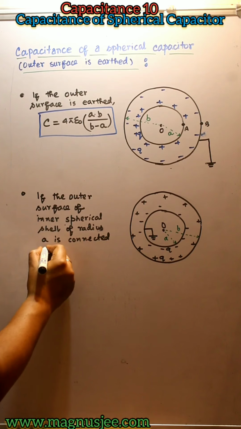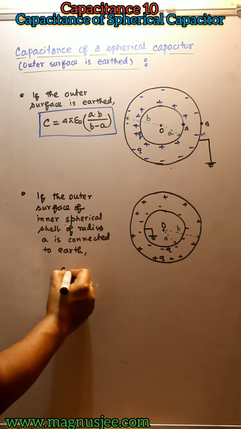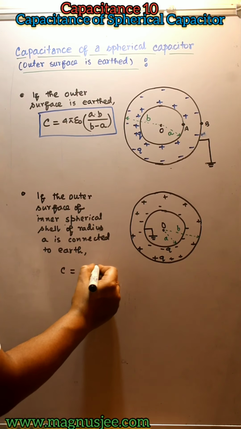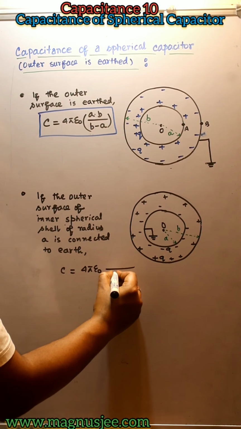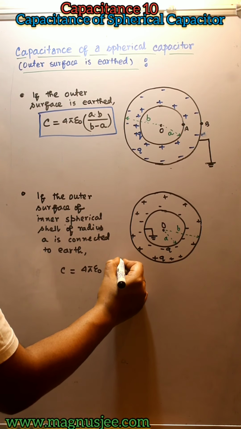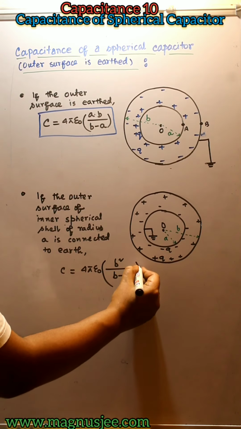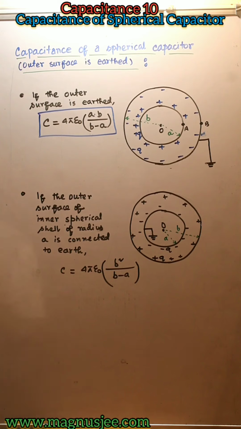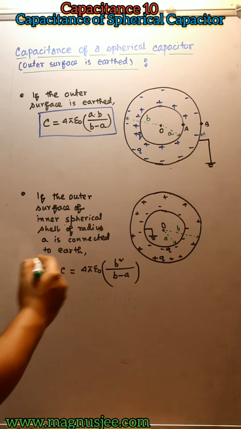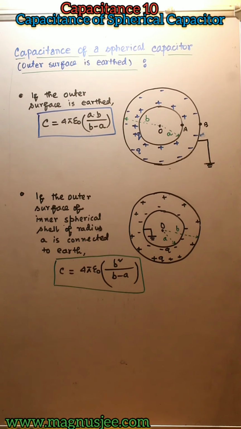then the expression of capacitance will be C equal to 4 pi epsilon 0 b square divided by b minus a. This is the expression of capacitance of a spherical capacitor in which the outer surface of the inner shell is connected to earth and charge is given to the inner surface of the outer shell of the spherical capacitor.